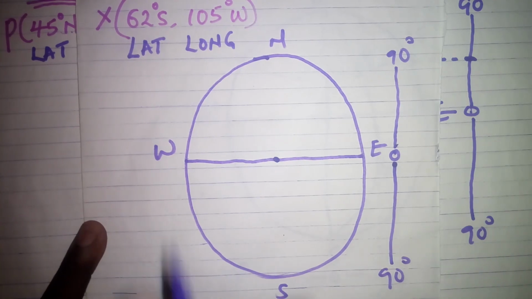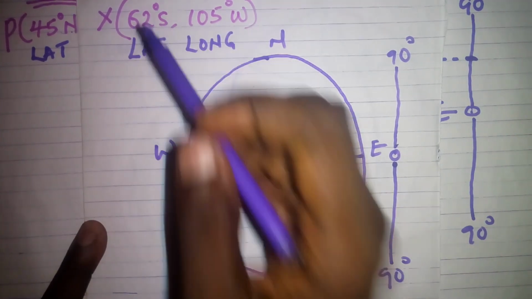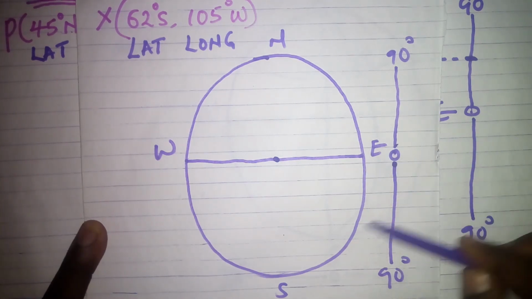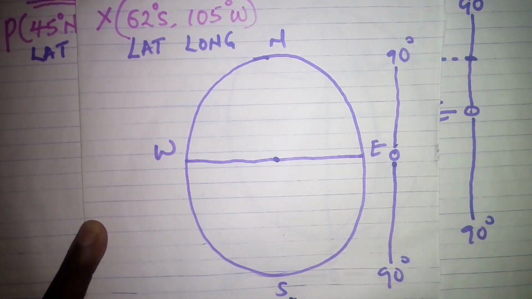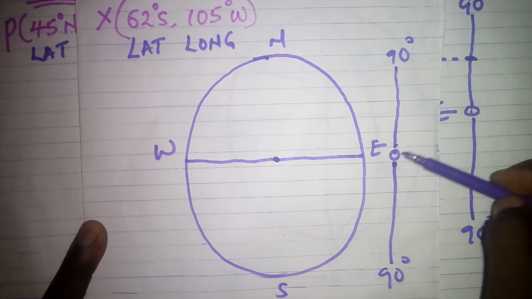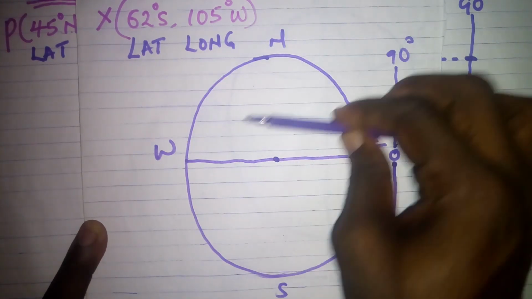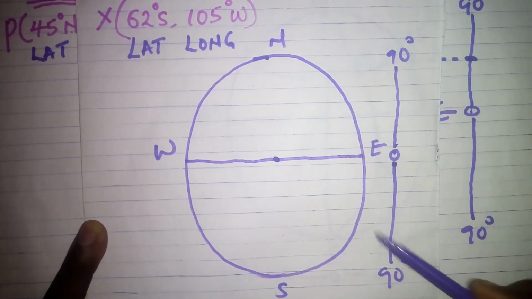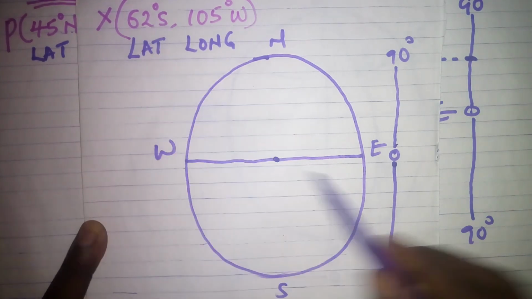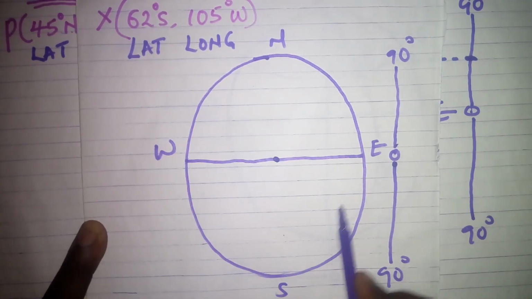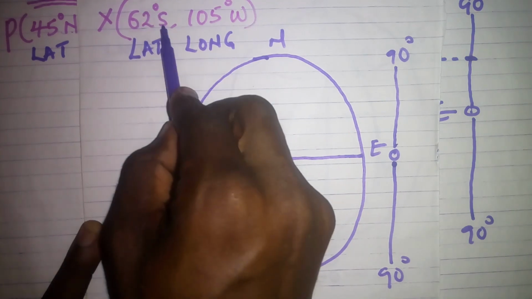So where will 62 degrees south be? That means I have to use this 0 to 90 down here, because this is the south part. I can't use the one up. This 0 to 90 represents the northern part, while this 0 to 90 represents the southern part. So I have to use the southern one, because it is 62 degrees south.